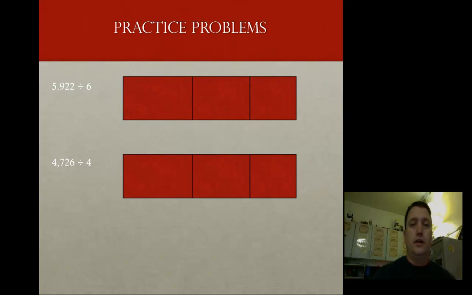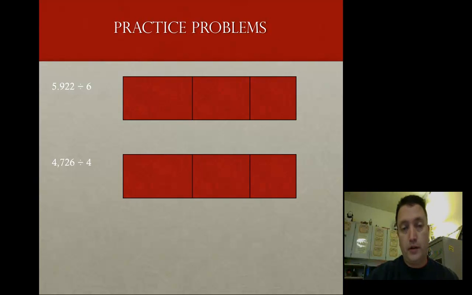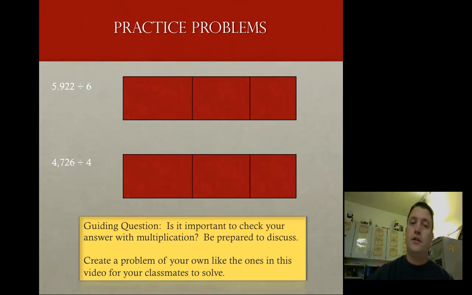Here are your practice problems for today. I do need you to do these with the rectangle sections method. That's also what you're going to be practicing in class. So just play around with this a little bit and see how you do. Your guiding question for this lesson: is it important to check your answer with multiplication? I need you to be prepared to discuss that. And then I'd like you to create a problem of your own, like the ones in this video, for your classmates to solve. So single digit by 4 digit. Ones times thousands would be a great practice problem for you to create. And we will see you in class.